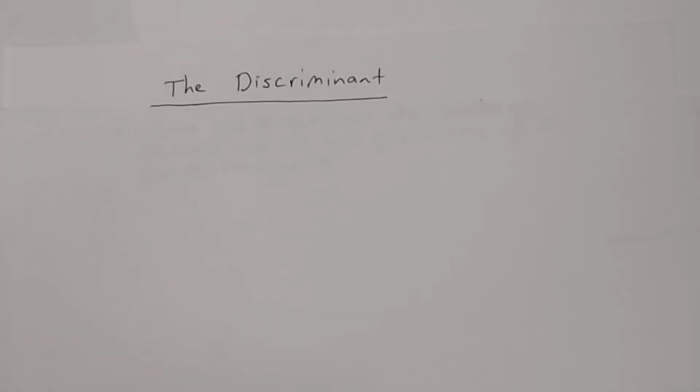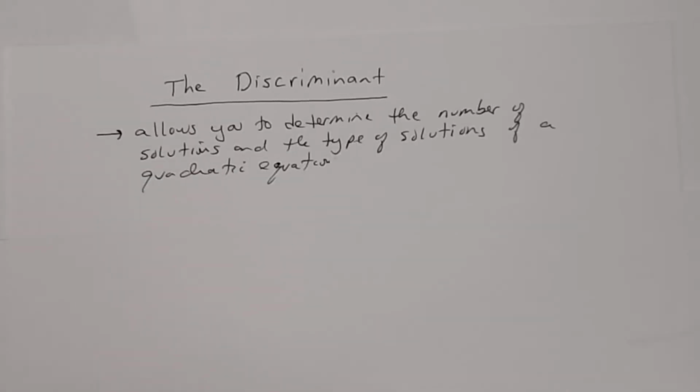Okay, so in this lesson we're going to talk about an important topic called the discriminant. And the discriminant allows you to determine the number of solutions and the type of solutions of a quadratic equation. So even before solving the equation, you can actually determine how many solutions you will get and what kind you will get. Now, it's not going to tell you what the solutions are, but it does tell you the number of solutions and the type of solutions that you will end up with.